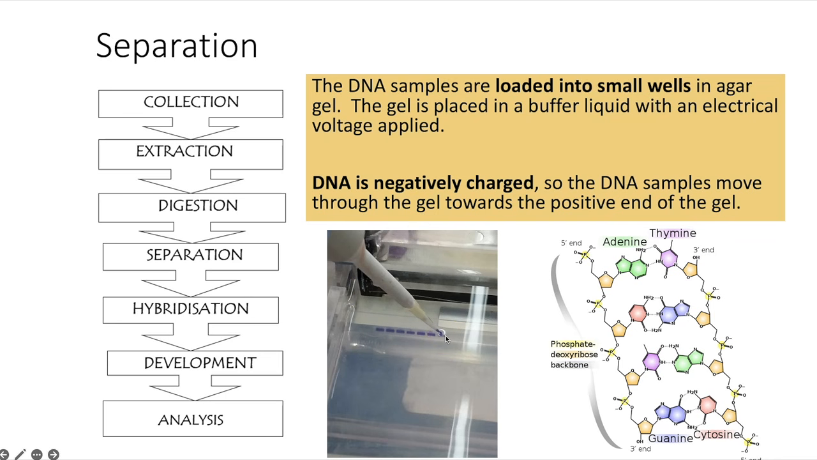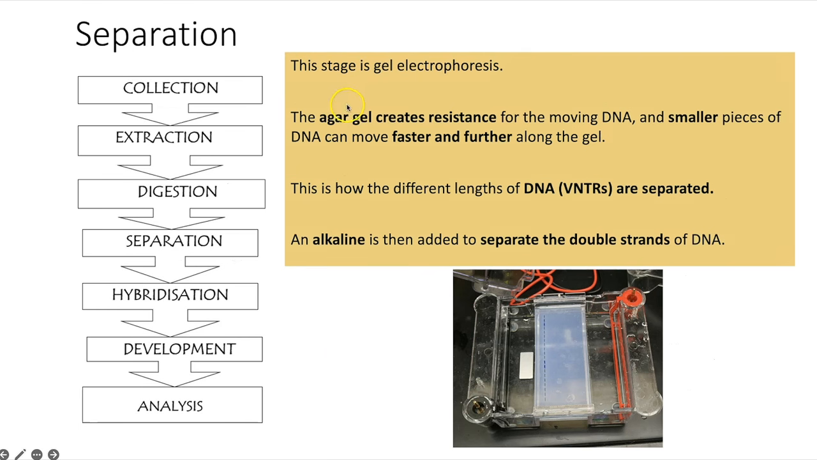block of agar gel. The gel is then placed in a buffer liquid with an electrical voltage applied. DNA is negatively charged because of the phosphate groups, because there's a negative charge in that phosphate group. So the DNA samples will move through the gel towards the positive end of the gel. And they'll move at different speeds depending on how long the DNA fragment is, so how big that particular VNTR fragment is. And that is how it separates out.